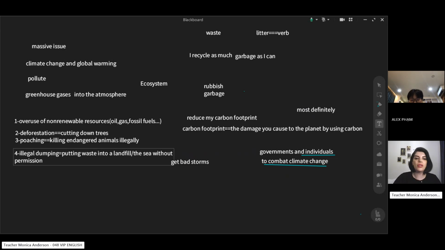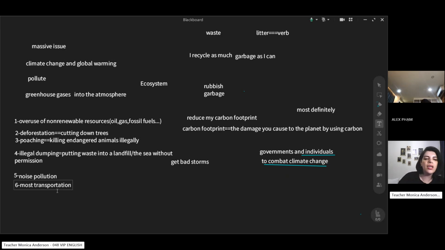It's really immoral. And of course we have pollution, noise pollution, light pollution. That can be noise, air, light, all of them pollution. And this is number 5, I think, and number 6. You know that most transportation can cause noise and air pollution.